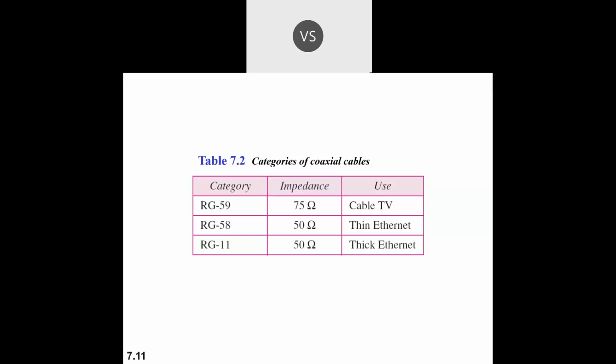So for the cable TV application, to connect the television and set top box, we require a 75 ohm cable, while for the rest of the applications, a 50 ohm cable is also okay.